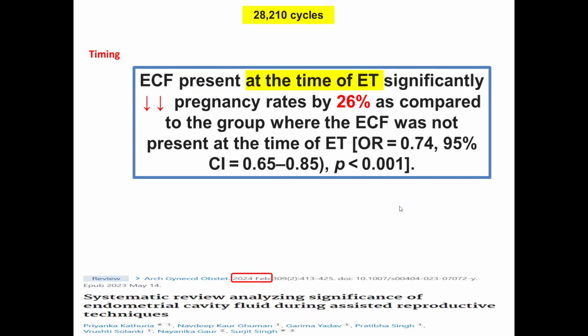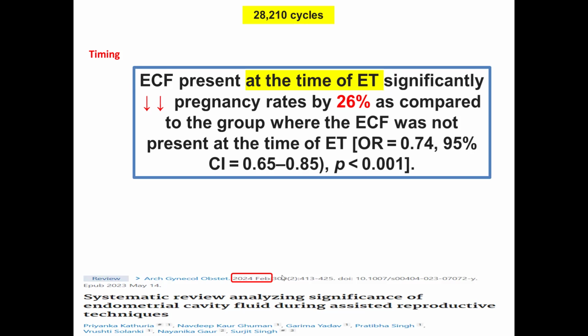So timing of seeing this fluid is important. If you see the patient in the follicular phase, usually it will disappear in more than 78% of cases. But if it persists till the time of embryo transfer, you have to expect failure in more than 26% of cases, because the embryo will be flushed from the cavity by this fluid. The endometrial receptivity is affected, the implantation is affected. In addition, this fluid may contain some organisms that may secrete toxins that affect the implantation.